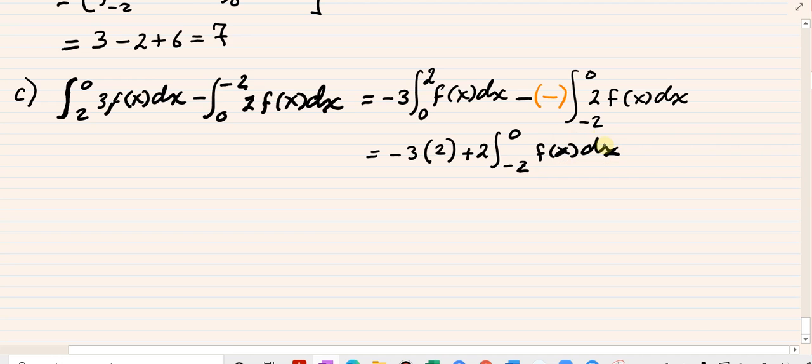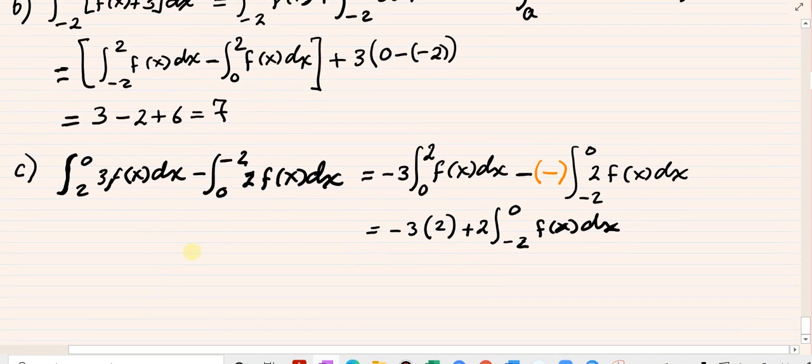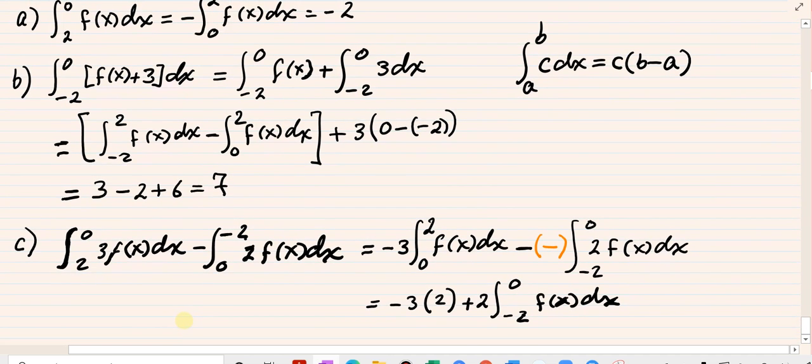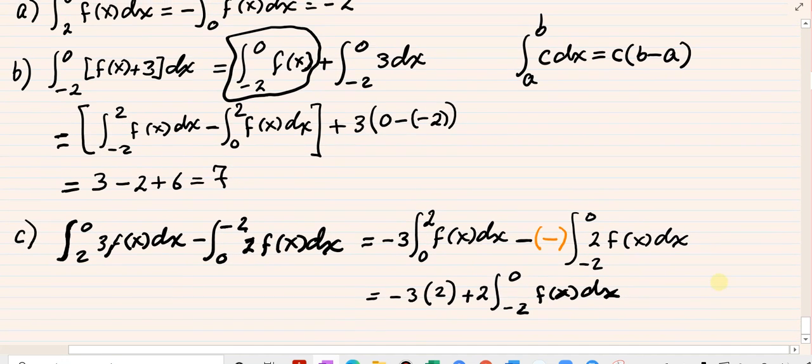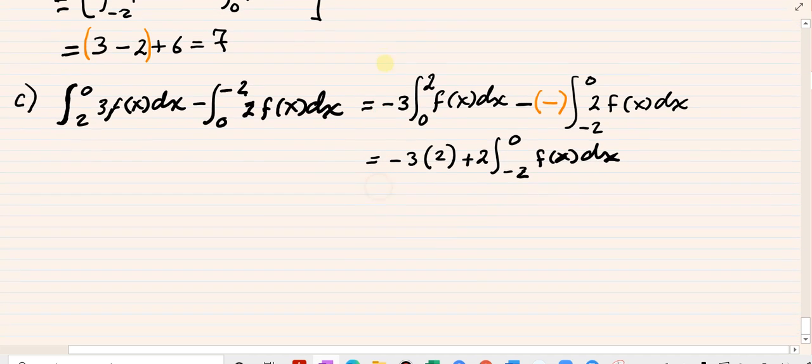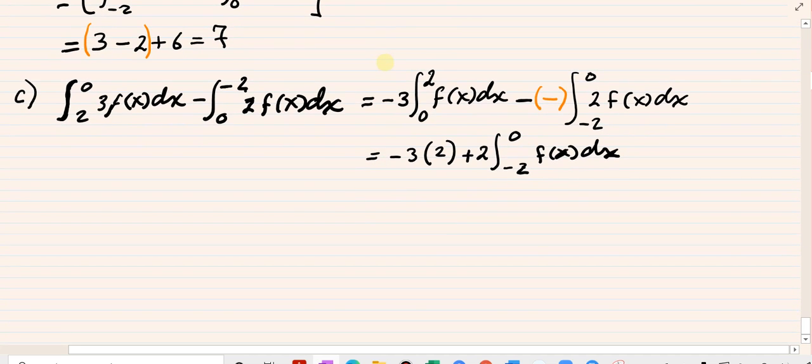Right? How are we going to do that one? Negative 2 to 0. Did we do that earlier? The integral from negative 2 to 0. Yes, we did it right up here. You see that? From negative 2 to 0. And that turned out to be, we did it earlier in part B. That's going to be 3 minus 2, right? I'm just going to put 1. So that's going to be 1 from part B.